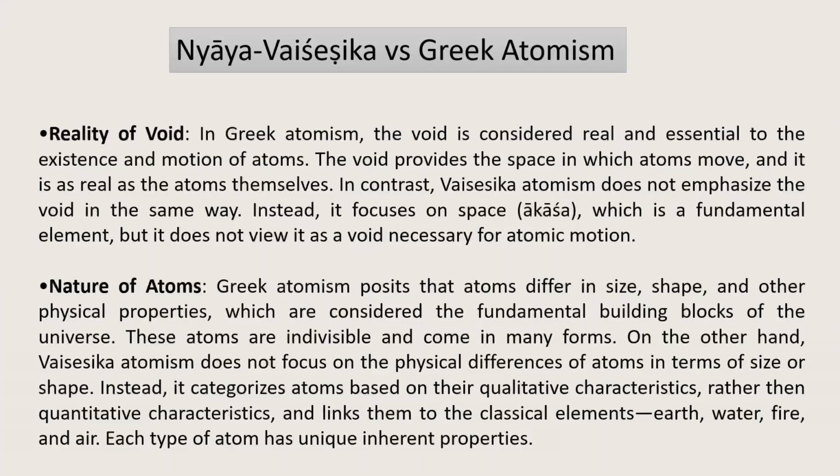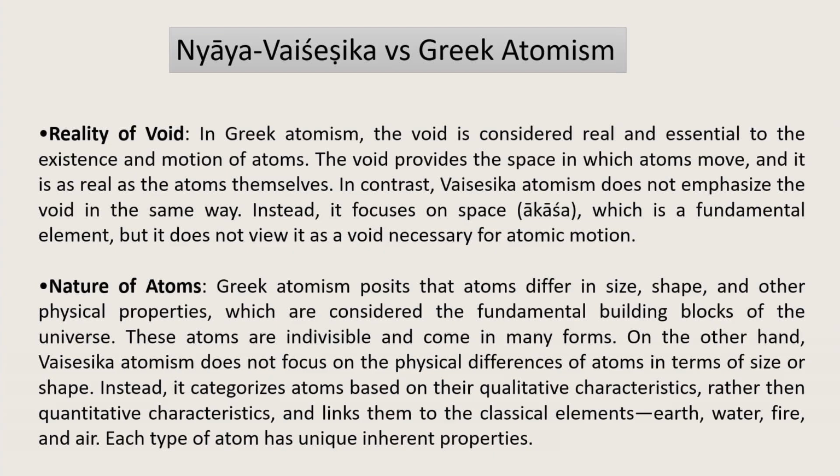First point is the reality of void. In Greek atomism, the void is considered real and essential to the existence and motion of atoms. The void provides the space in which atoms move, and it is as real as the atoms themselves. In contrast, Vaisheshik atomism does not emphasize the void in the same way. Instead, it focuses on space, which is a fundamental element, but it does not view it as a void necessary for atomic motion. Now, what is their opinion on the nature of atoms?